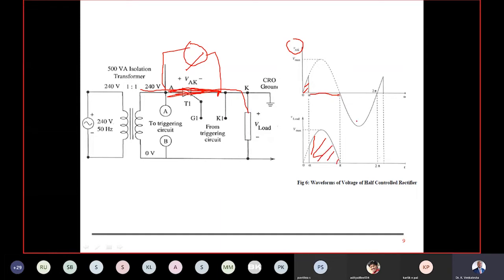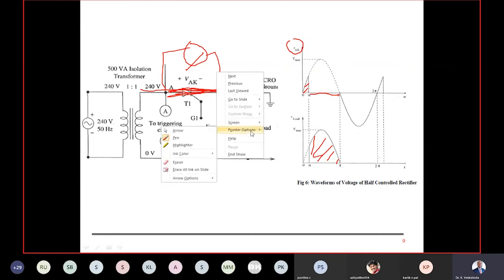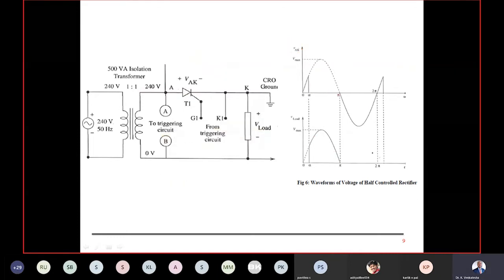In the negative half cycle, current won't flow because the SCR won't conduct in the reverse direction. So the entire supply voltage will be available across my switch, which is open. Since my switch is open, the entire supply voltage will be available across it. These are my open points. The switch won't conduct during the negative half cycle even though you give pulses there. Current won't flow in the opposite direction.